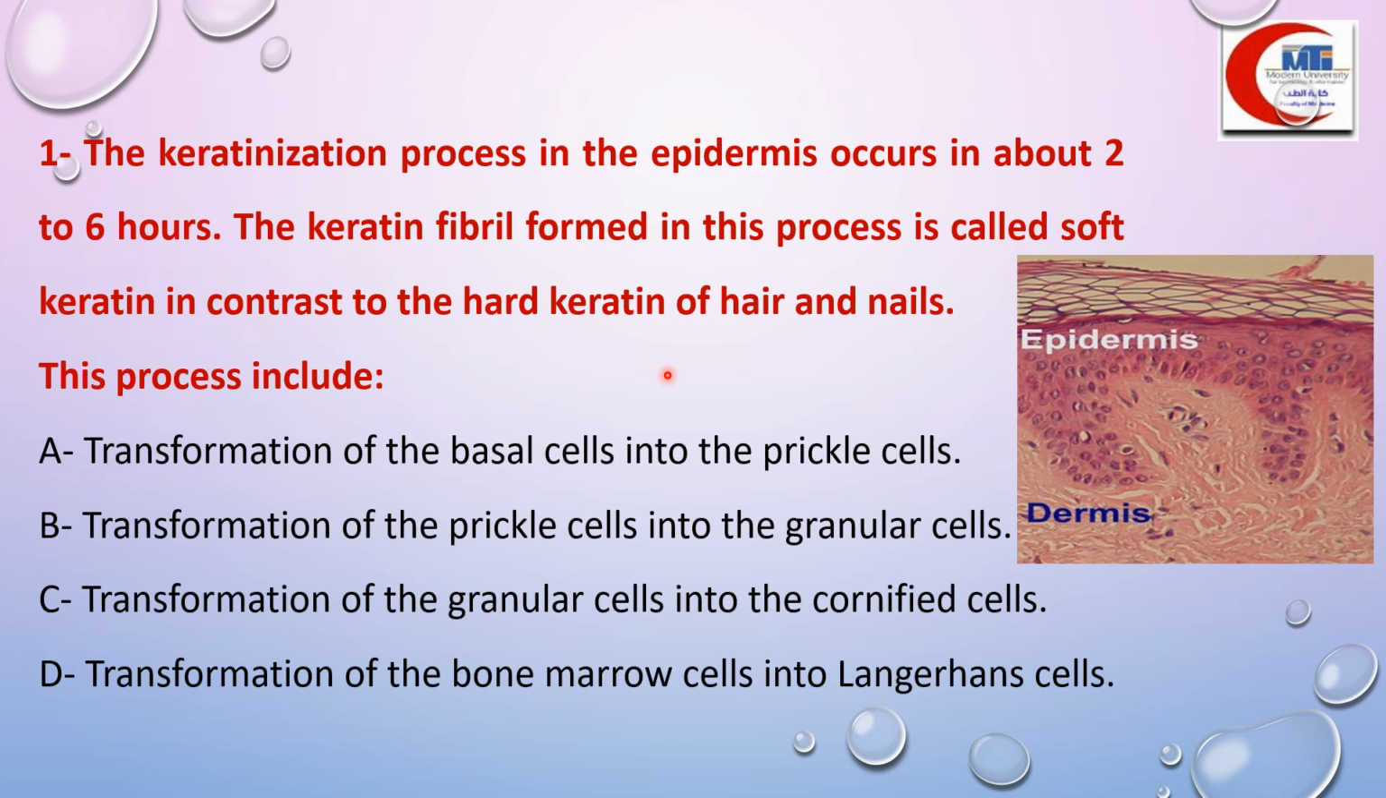The first question: the keratinization process in the epidermis occurs in about 2 to 6 hours. The keratin fiber formed in this process is called soft keratin, in contrast to the hard keratin of the hair and nails. This process includes: A. Transformation of the basal cells into the brittle cells, or B. Transformation of the brittle cells into the granular cells, or C. Transformation of the granular cells into the cornified cells, or D. Transformation of the bone marrow cells into Langerhans cells.